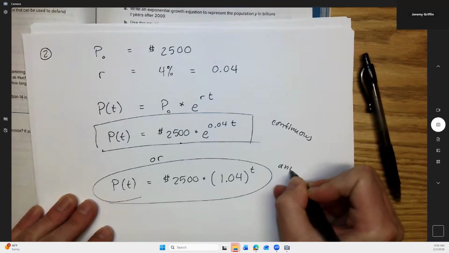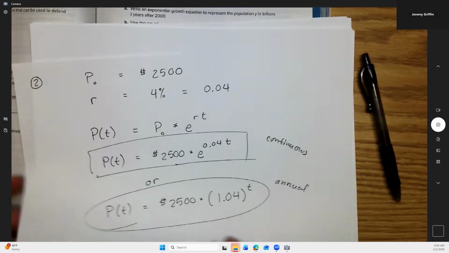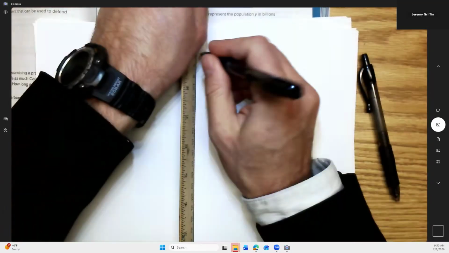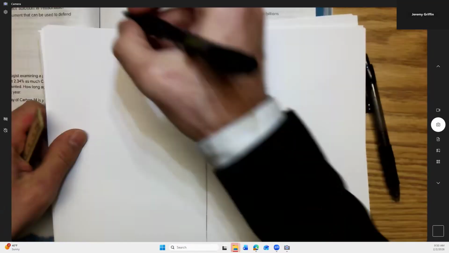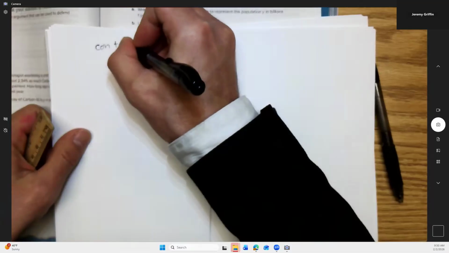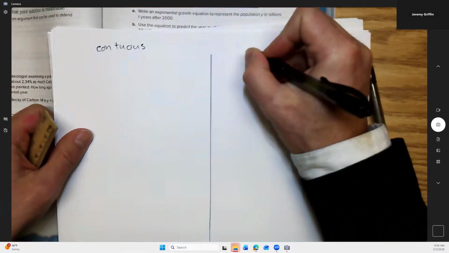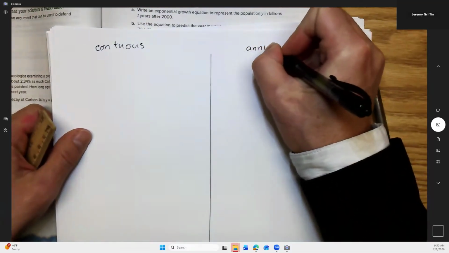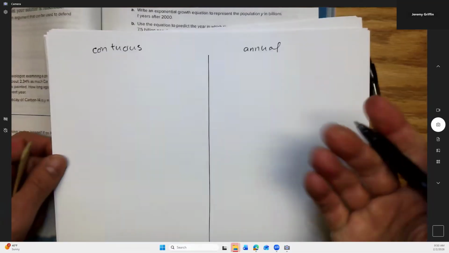Maybe what I should do is split the paper and run each interpretation, and see how it turns out. So we'll try a continuous model, and we'll try an annual model. We'll see how the times compare.